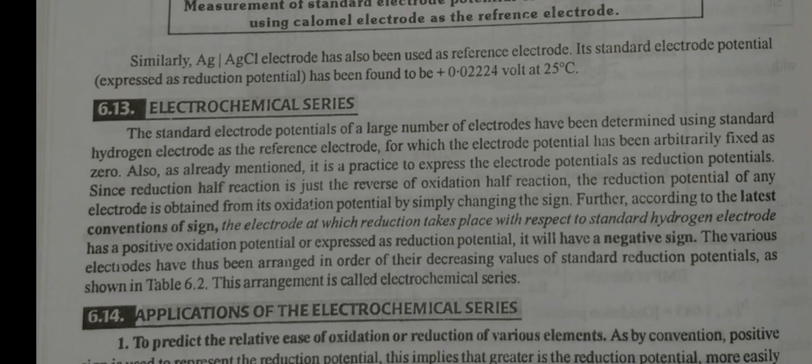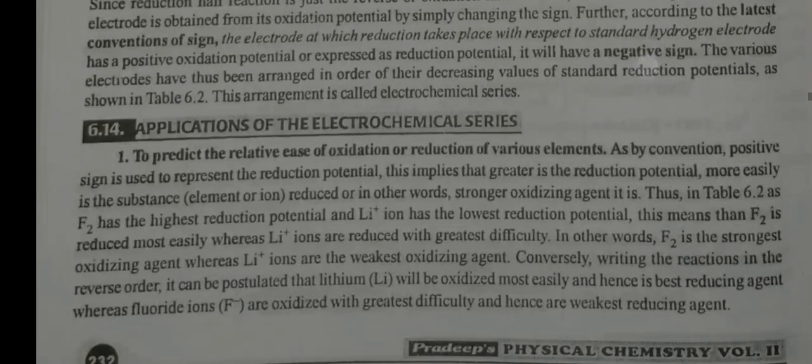Further, according to the latest convention of sign, an electrode at which oxidation takes place with respect to the hydrogen electrode has a positive oxidation potential, or, expressed as a reduction potential, it will have a negative sign. The various electrodes have thus been arranged in order of decreasing values of standard reduction potential as shown in table 6.2. This arrangement is called the electrochemical series.